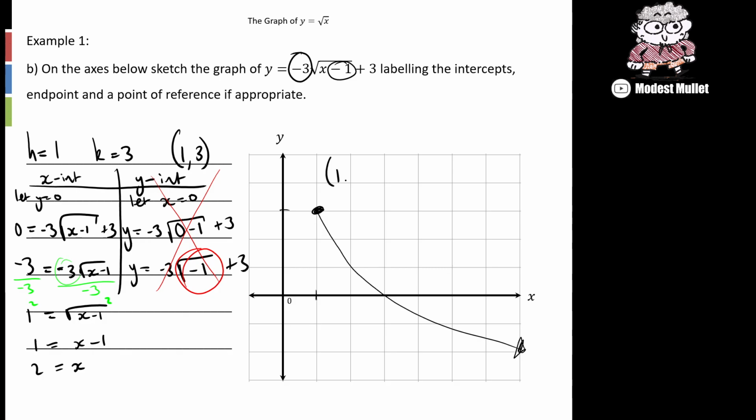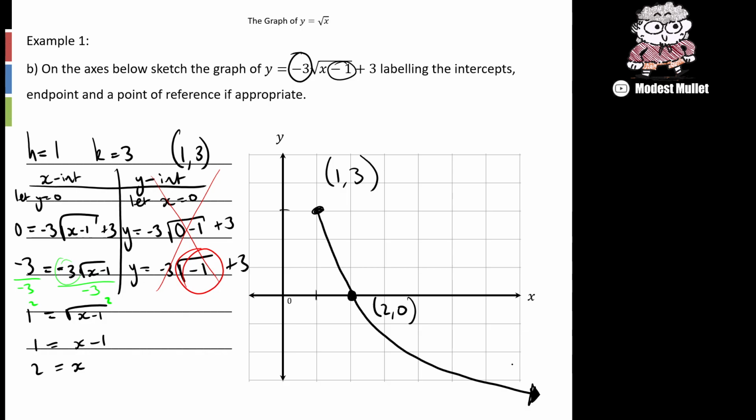So that initial starting point was (1, 3). It happens our other intercept is (2, 0). And we can delete our rough shape line now. And we can come down and out like that and put our arrow on. If you wanted to, you could find another point of reference down here, but you don't have to.